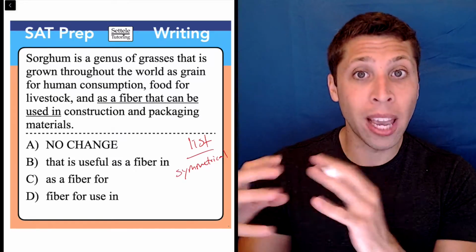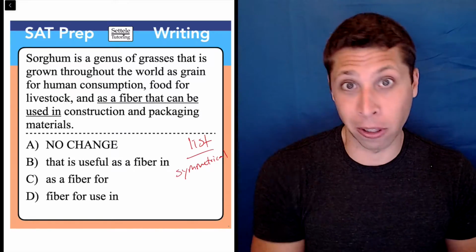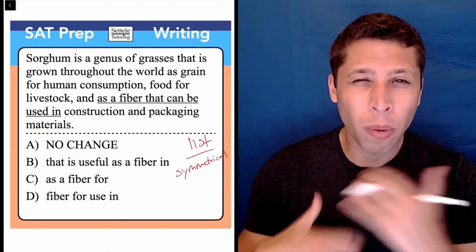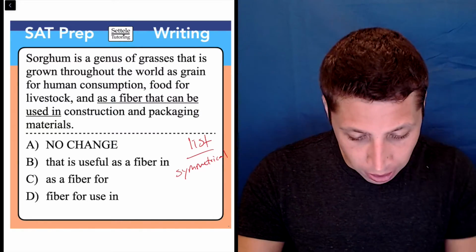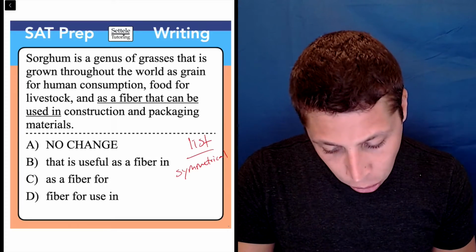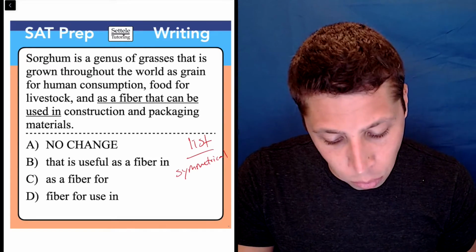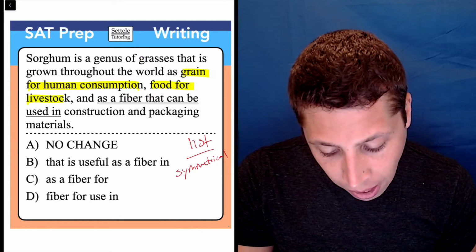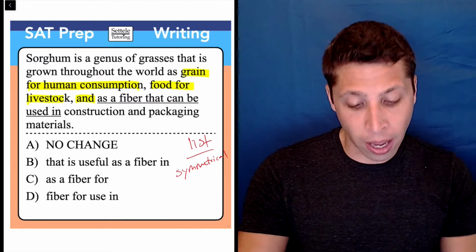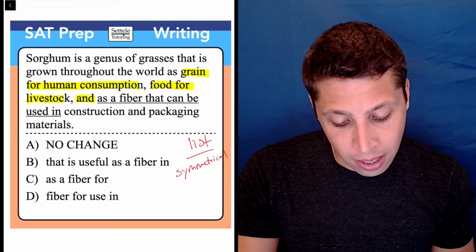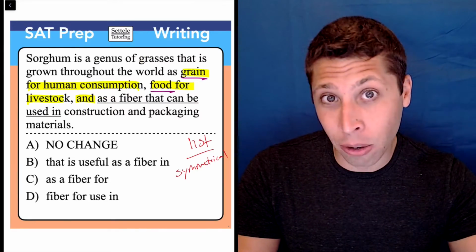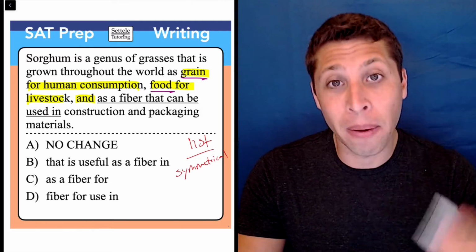And so if we have two components, then the third component, which is in this case underlined, is probably going to change to match the other two. So we have to try to think, what is the pattern here? So let's look specifically at the list part. Sorghum is a genus of grasses that is grown throughout the world as grain for human consumption, food for livestock, and, okay, well, the thing I notice here is as grain, food, and so we want some sort of noun to kind of come next to be able to repeat the pattern, right?